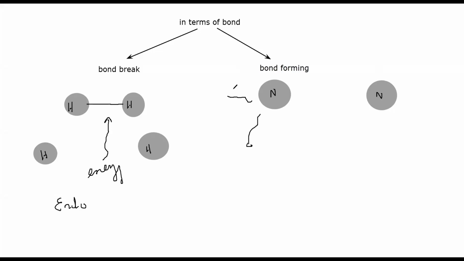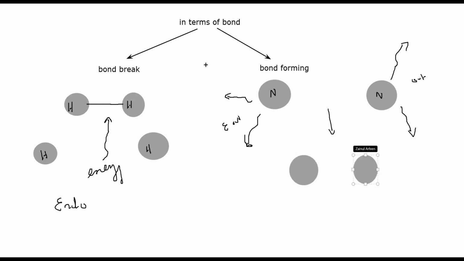So for particles to form a bond, they should come close to each other. As they come close, they must release their extra energy. Whenever the particles come closer, energy is given out, and then they link with each other and form a bond. So if you want to break a bond, the change is endothermic. If the bond is formed, the change is exothermic. So bond breaking is endo, whereas bond forming is exo.